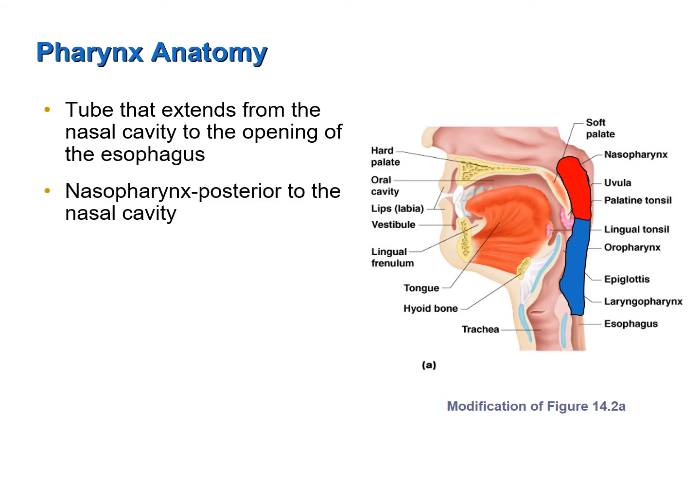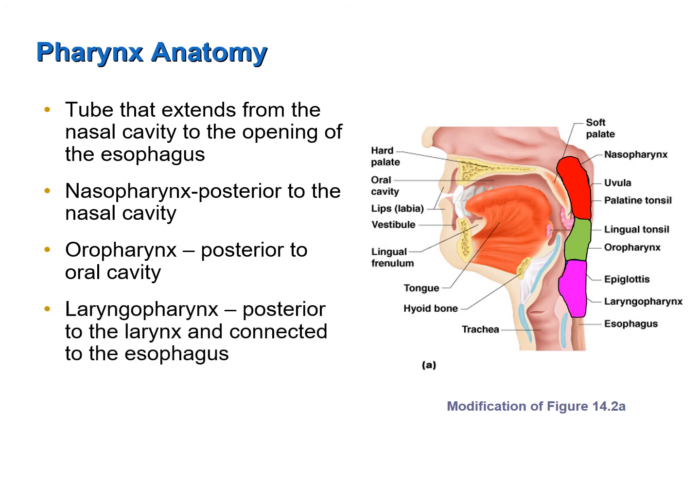The nasopharynx, which I have highlighted in red, is posterior to the nasal cavity. It is not a part of the digestive system because it is only a pathway for air. It is part of the respiratory system. The oropharynx, which I have highlighted in green, is the part of the pharynx that is posterior to the oral cavity. And the laryngopharynx, which I have highlighted in magenta, is posterior to the larynx.